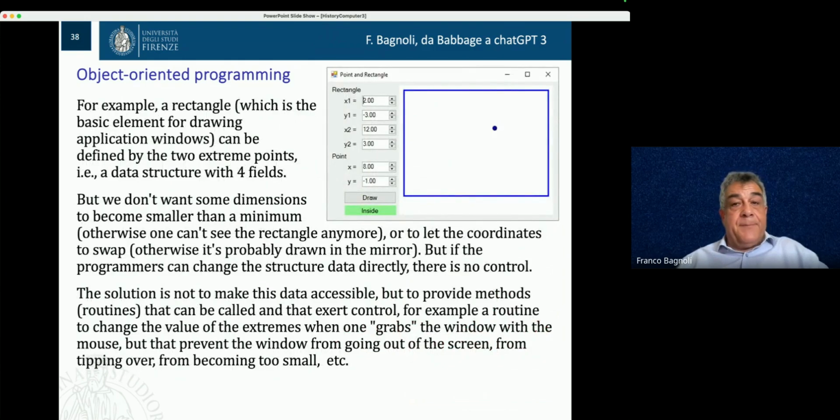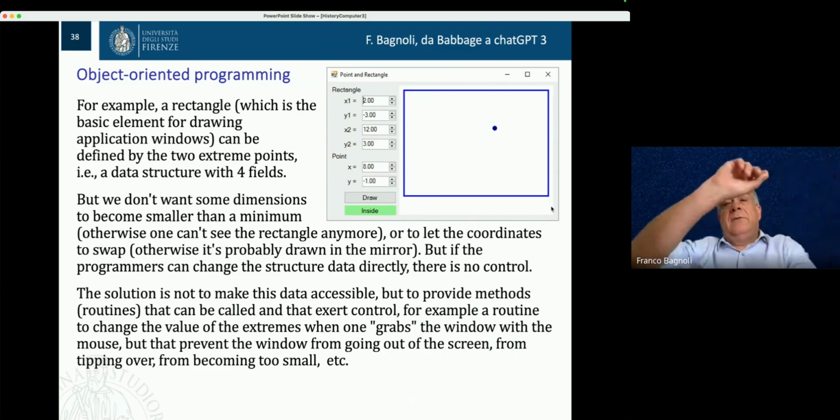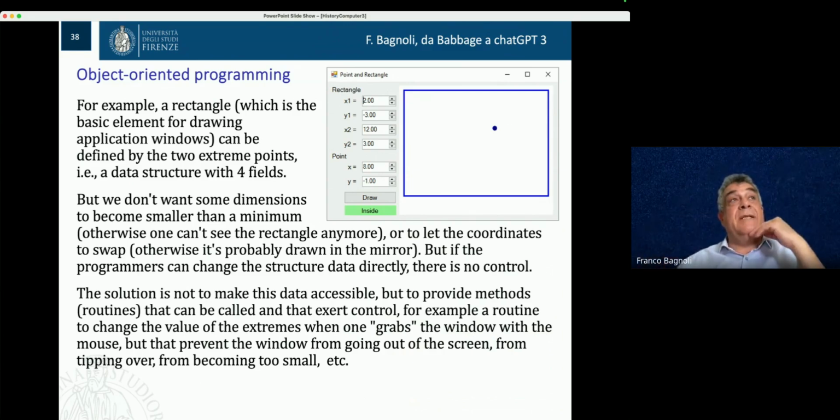And okay, so here is an example. For instance, you are writing a graphic interface, you want to manage a rectangle, you need to store the coordinates of two corners, but you don't want to have these rectangles drawn in a different order, because it could, for instance, turn everything inside the rectangle upside down.